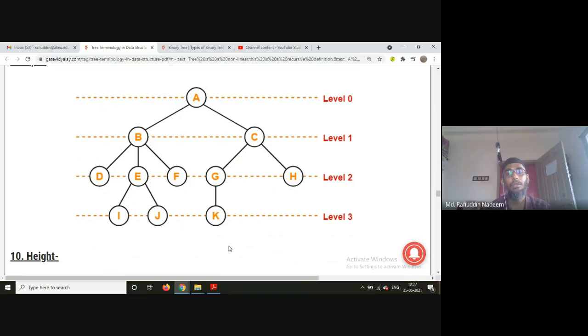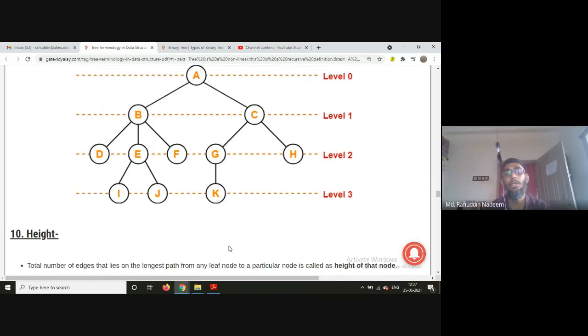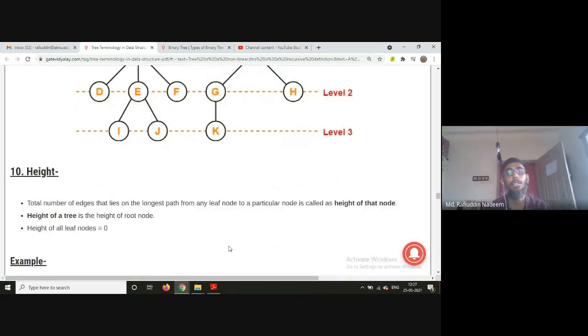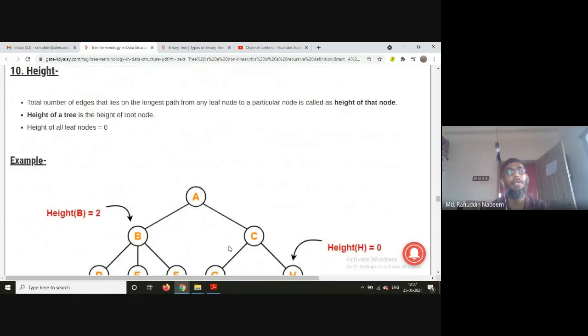Now the next term we need to be aware of is the height of the tree. What is the height of the tree? The total number of edges that lie on the longest path from the leaf node to the particular node is called the height of the node.